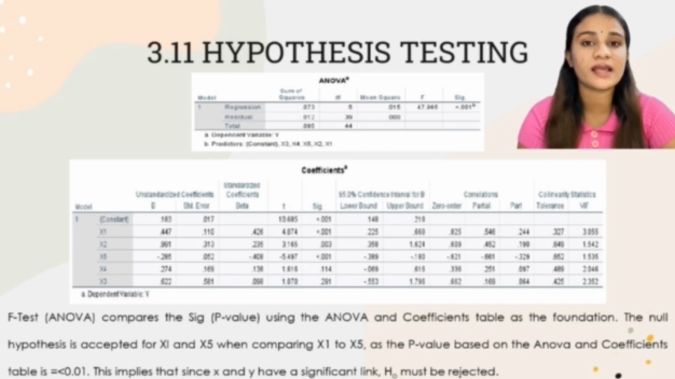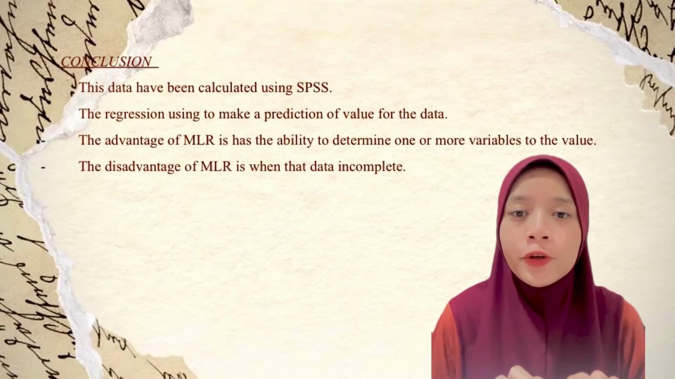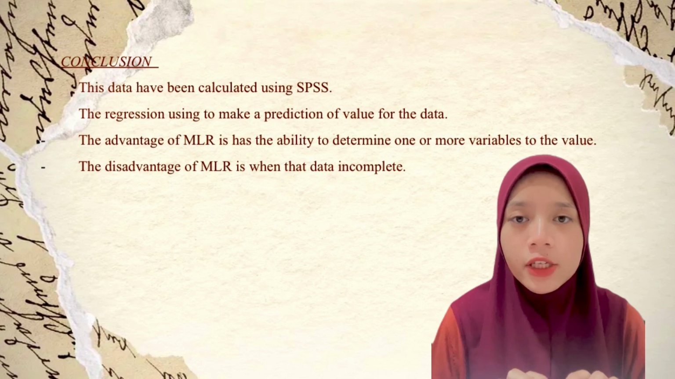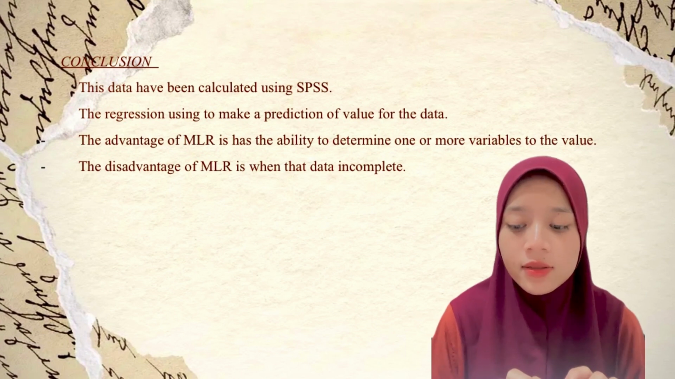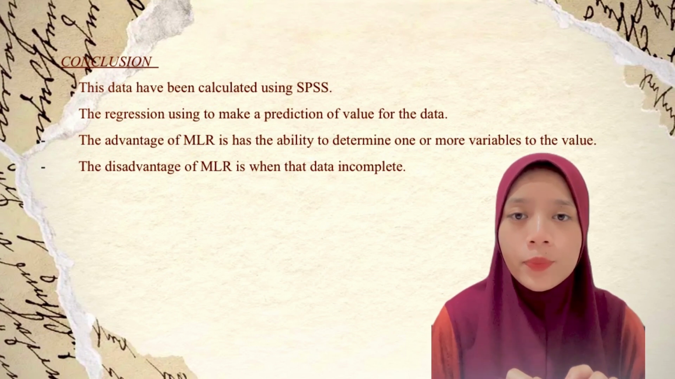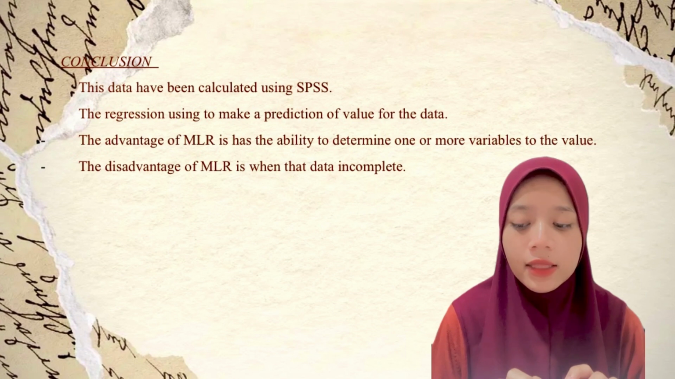These pictures are extracted from the SPSS software. We get a p-value smaller than 0.01, since x and y have a significant relationship. In conclusion, the findings of this data have been calculated using the Statistical Package for the Social Sciences, which is SPSS. Regression has also been used to analyze this data.